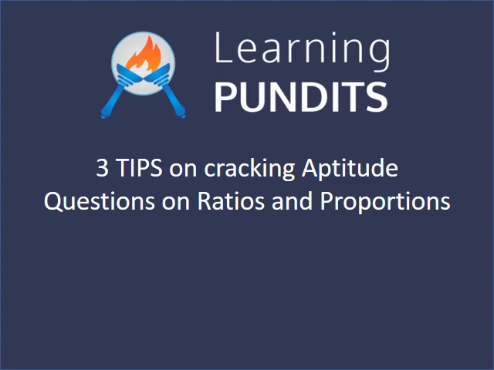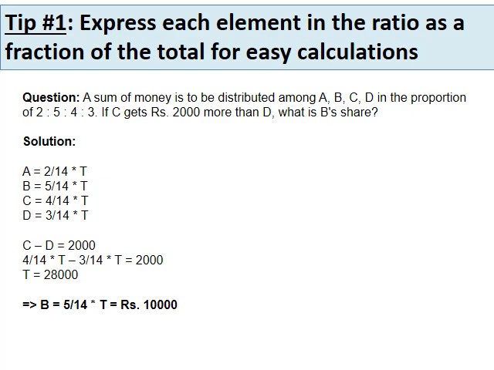Hello. Today I will share with you 3 tips on cracking aptitude questions on ratios and proportions. Tip number 1. Express each element in the ratio as a fraction of the total for easy calculations.